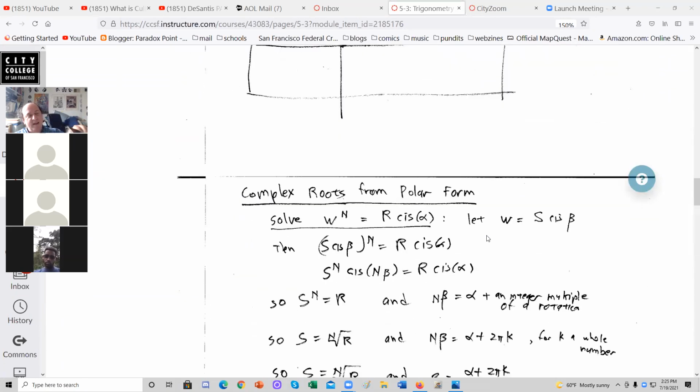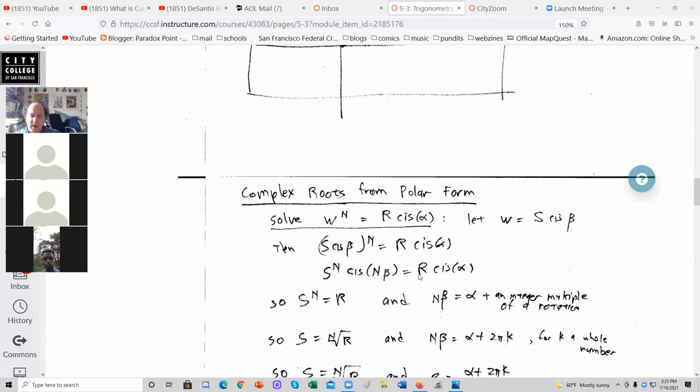Now, we've added, subtracted, and multiplied and taken powers of complex numbers. Now about complex roots, a little more complicated, mostly because there's generally going to be more than one solution. So let's say we want to solve w to the n equals r cis alpha. We're given r, we're given alpha. What w has nth power equal to r cis alpha? Well, we'll call it s cis beta and see what happens. So s cis beta to the nth power equals r cis alpha. So s to the n cis n beta equals r cis alpha.